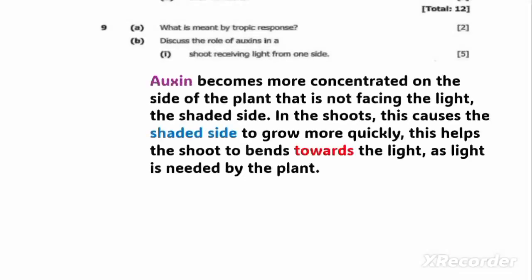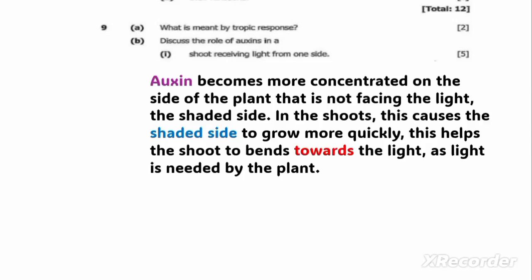Therefore, we are going to say auxin becomes more concentrated on the side of the plant that is not facing the light, the shaded side. In the shoot, this causes the shaded side to grow more quickly. This helps the shoot to bend towards light.